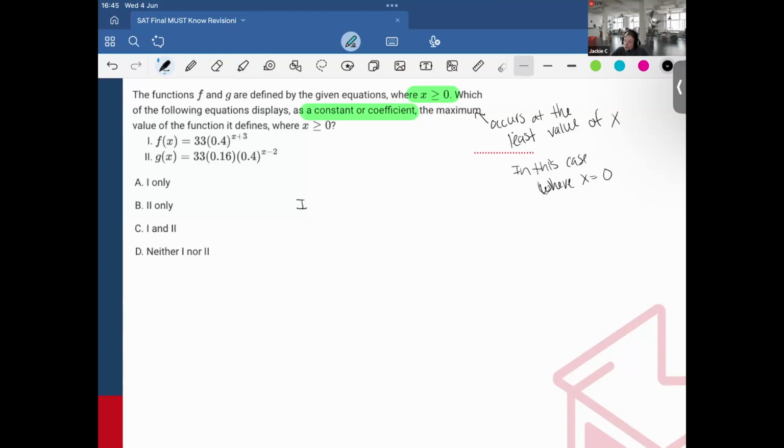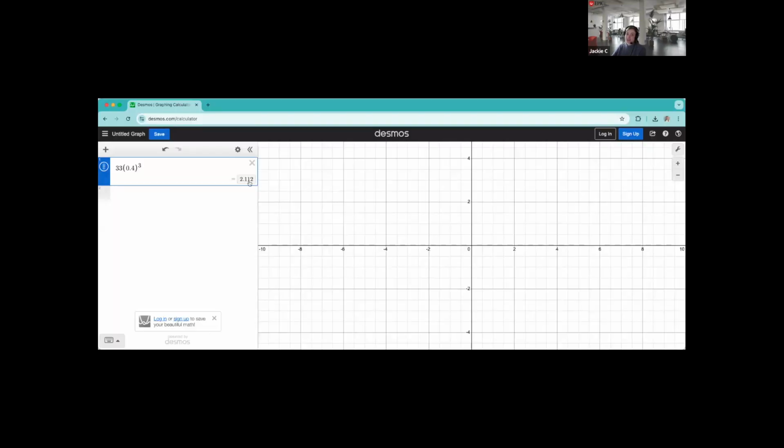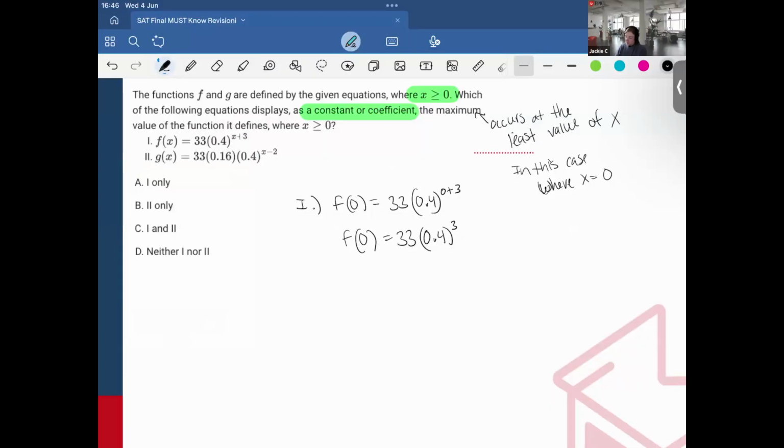Okay, so now I just have to plug that in. So for function 1, let's go ahead and put f of 0 is equal to 33 times 0.4 raised to 0 plus 3. So basically that's going to be 33 times 0.4 cubed, which let's see what that equals. Let's take a look at my Desmos. So we can see here that that's equal to 2.112.